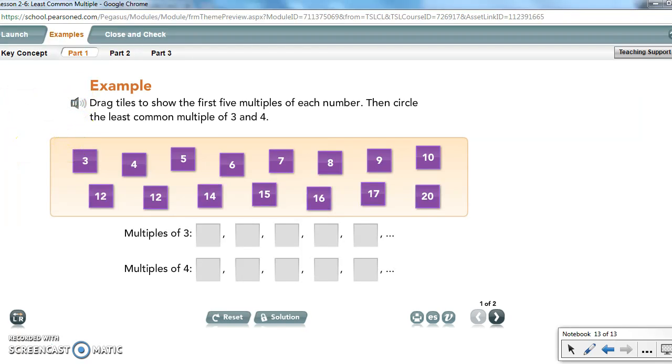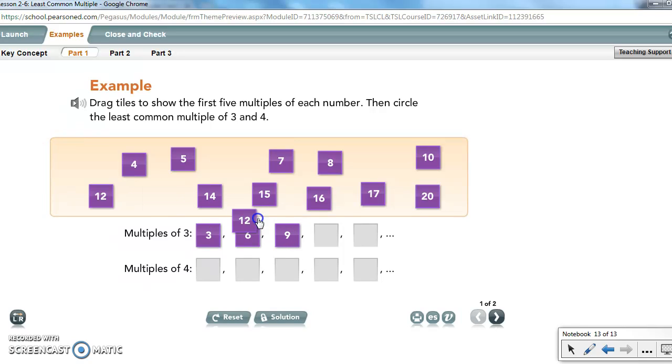Drag tiles to show the first 5 multiples of each number. Then circle the least common multiple of 3 and 4. So, what is 3 times 1? Well, 3 times 1 is 3. 3 times 2 is 6. 3 times 3 is 9. 3 times 4, 12. 3 times 5 is 15.